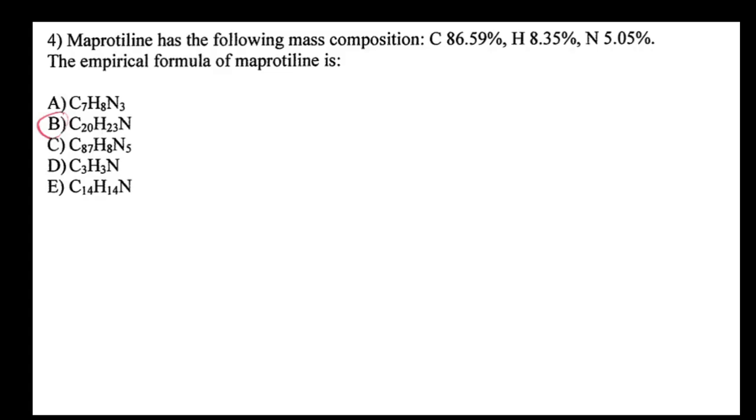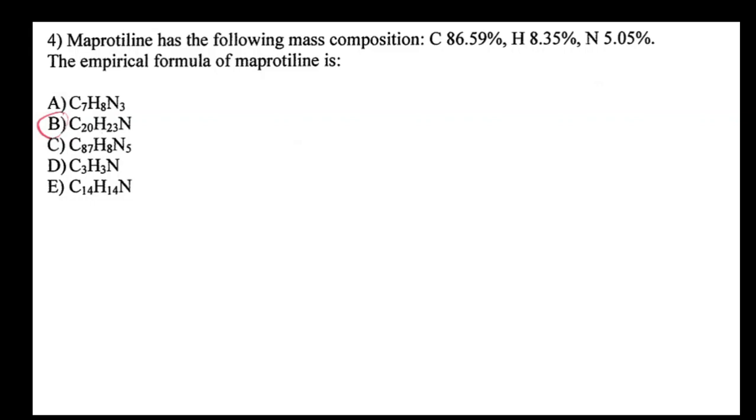Ooh, fun one. So malprotoline has the following mass composition. So it has 86.59% carbon, 8.35% hydrogen, and 5.05% nitrogen. So the empirical formula of malprotoline is.